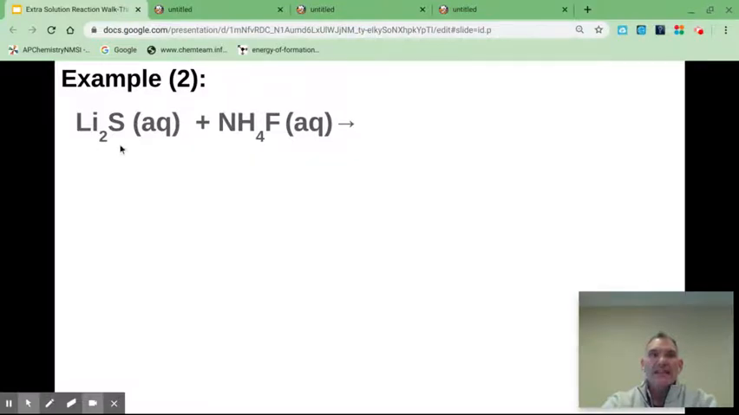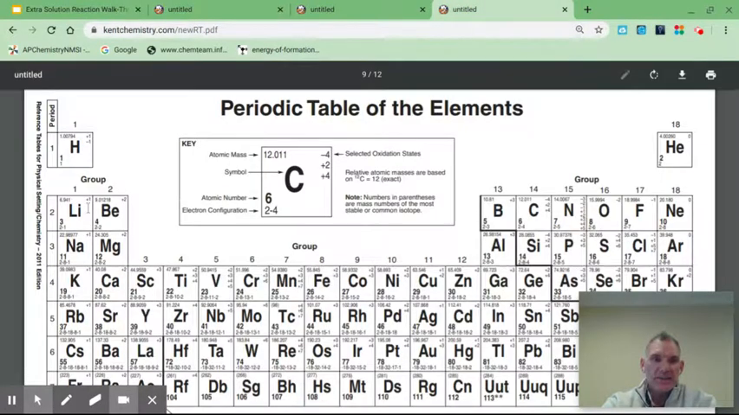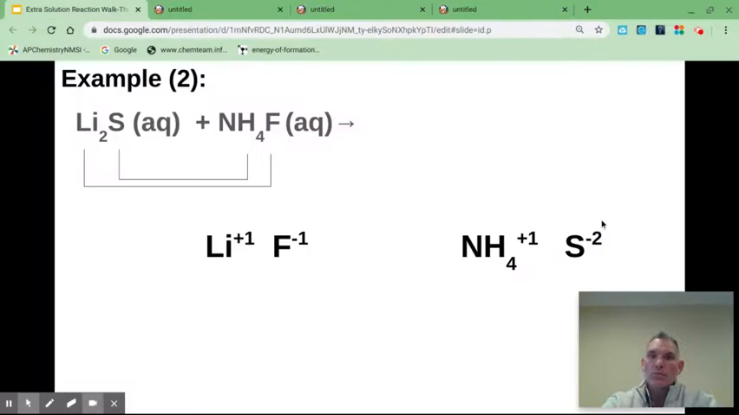Li is going to leave S and go to F. NH4 is going to go to the S. So I know what I need to look up on my periodic table and table E. So I'm going to have Li, F, NH4, and S. Now again, Li, F, and S are going to be on the periodic table. So Li is +1, F is -1, and S is -2. That's where these numbers come from.